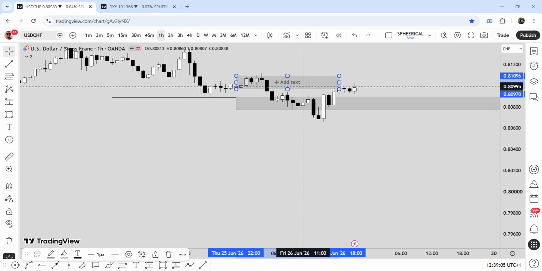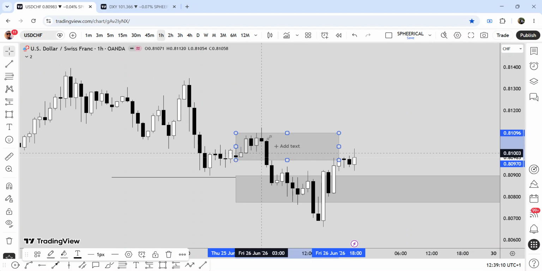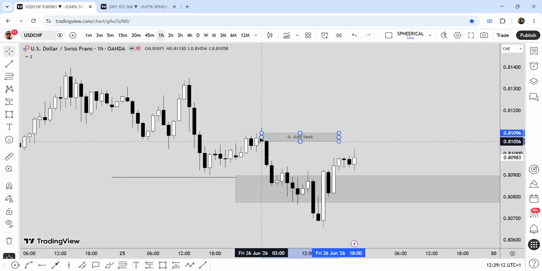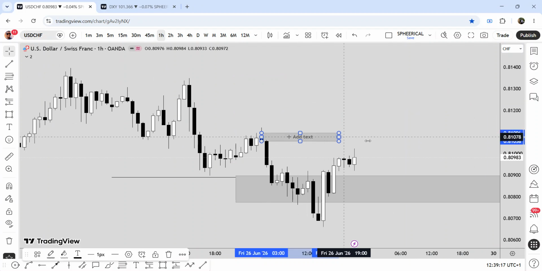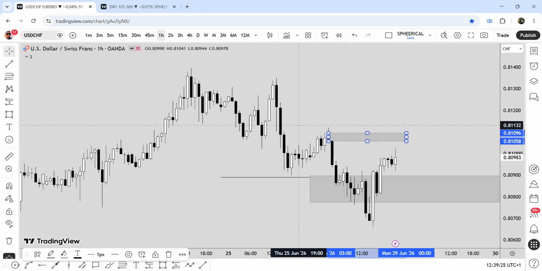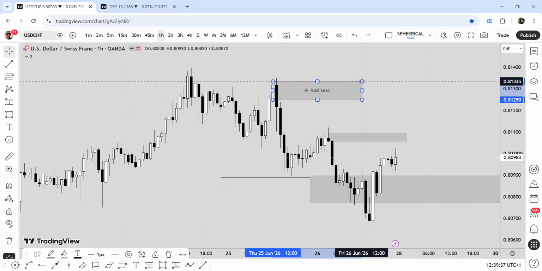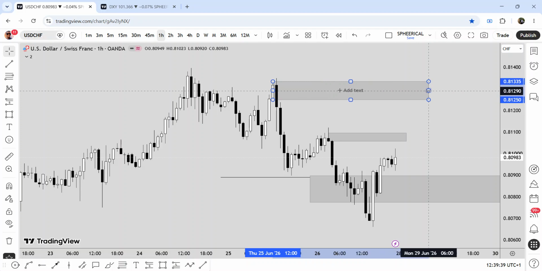Let's see 1 hour first and know what 1 hour is telling us. In 1 hour we have a POI here. We have another block in this zone. So the market might try to react on it and sell. And there's another valid order block above here.